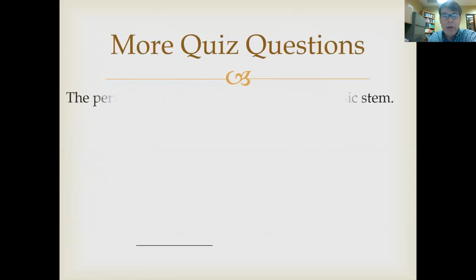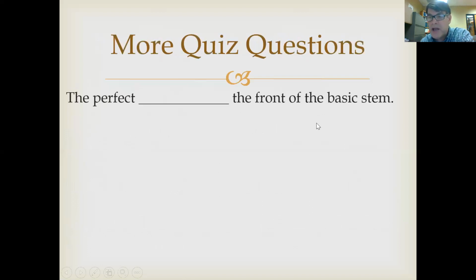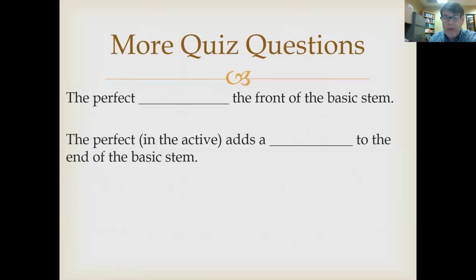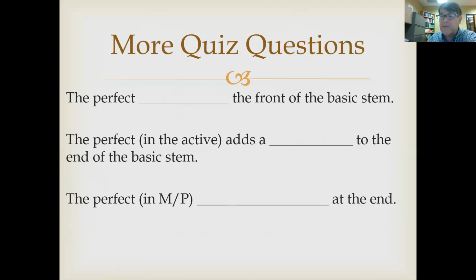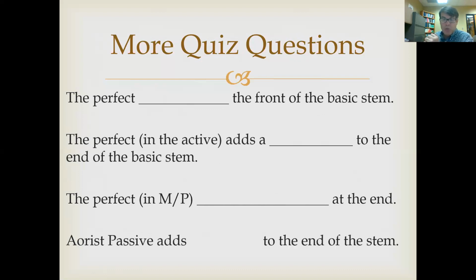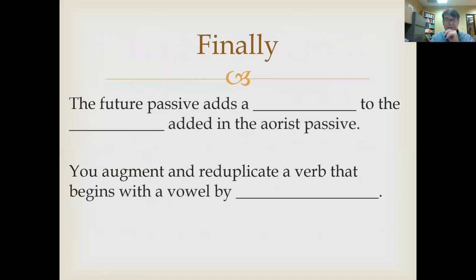You can. Okay, the perfect, what does it do to the front of the basic stem? It reduplicates the front of the basic stem. In the active, what does it add to the end of the basic stem? A kappa alpha. Okay? What does the perfect middle or passive do at the end? It shoves the ending right onto the stem. Okay? The aorist passive adds what? A theta eta to the stem. Okay? And finally, the future passive adds a sigma, because it's future, to the theta eta of the aorist passive.